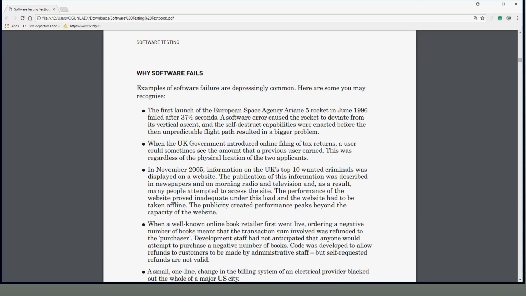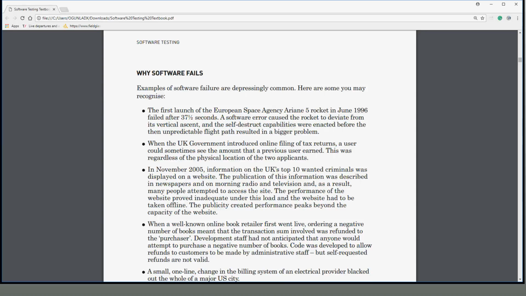So the reason why software fails. We have different issues why software fails. I think one of the big ones was Apollo, the U.S. rocket that was launched. What's it called? Also, the first launch of the European space Ariane 5. So you have different failures of systems.